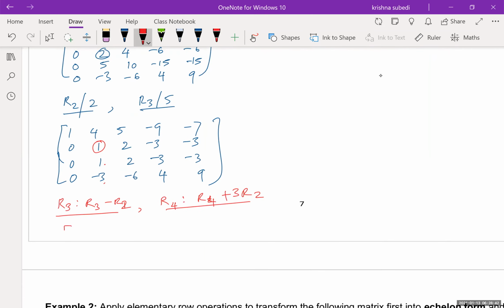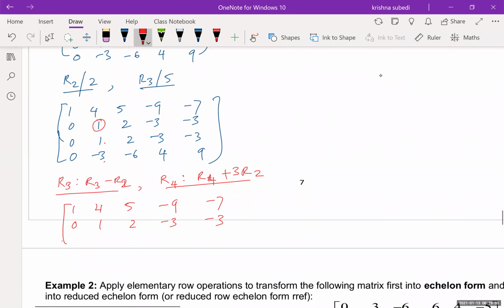And what do we get? Let us write. R1, we did nothing, I just copy that as it is. And in R2, we did nothing, I just copy as it is. And now R3 minus R2 will be 0, this is all 0. Right? This is 0, this is 0. Good. Now, next, R4 plus 3R2. What do you get?